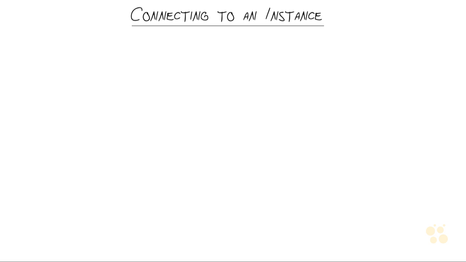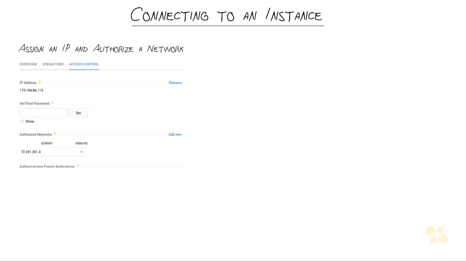Lastly, once you've created your instance, you're going to want to connect to it. Right? You're going to want to create users and tables, insert and update and query data. Well, before you can do that, you've got to make sure that your instance is accessible. And in order to do that, you have to assign your instance an IP and authorize a network. Now, you could have done these things, assigning an IP and authorizing a network, during instance creation. You'll notice it was part of the advanced options. And that's fine. If you do that, then you don't need to do this. You've already done it once when you created your instance.